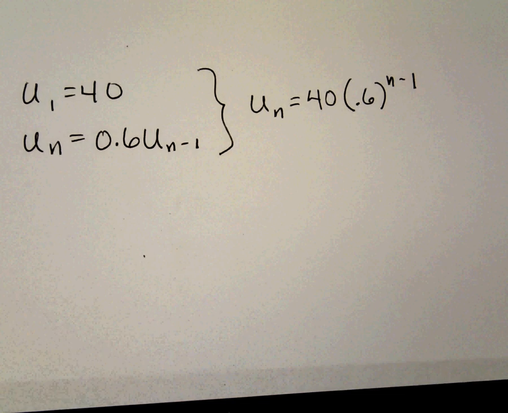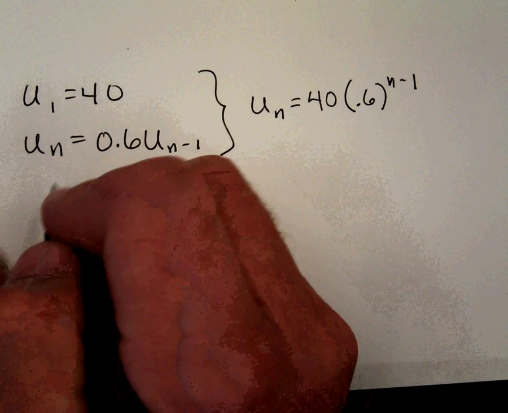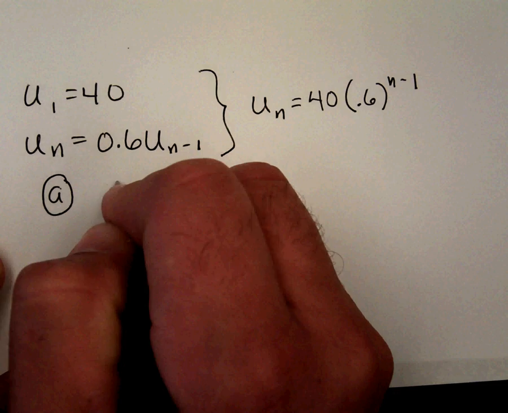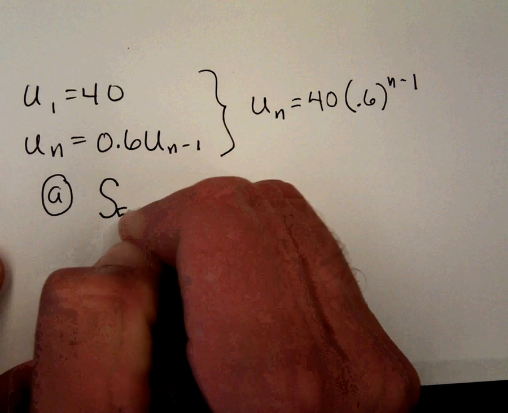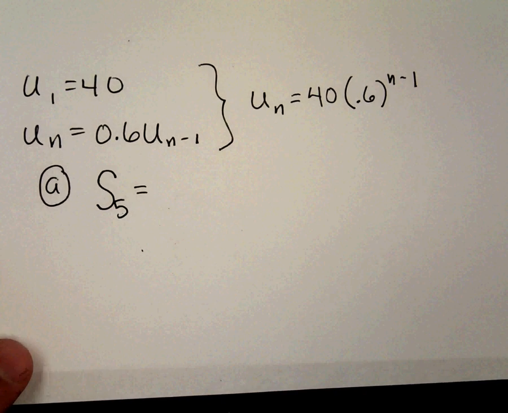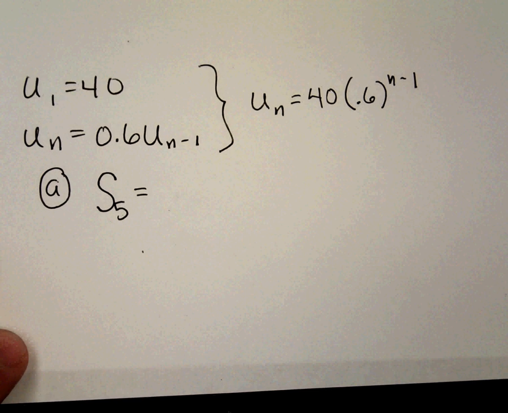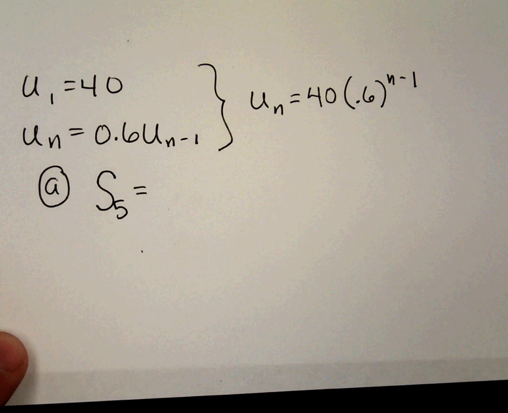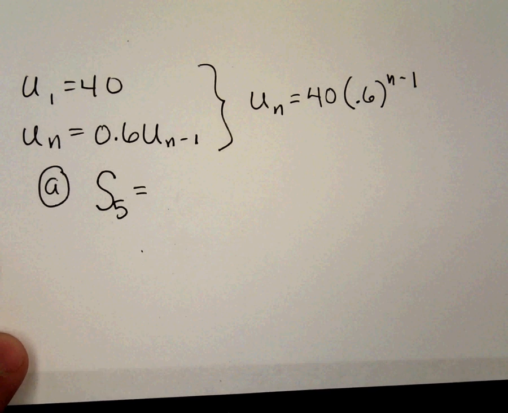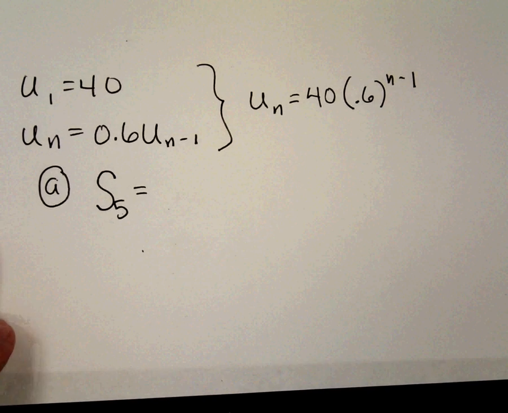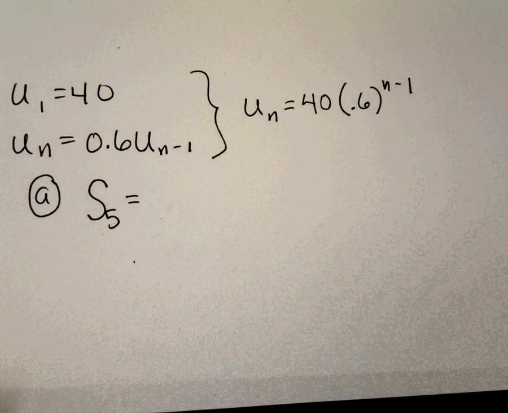It says, find the sum of the first 5 terms. First of all, did you know that that's what S5 means? Find the sum of the first 5 terms? Okay. What does U5 mean? Find the 5th term. S5 means find the sum of the first 5 terms, so that's the difference there.